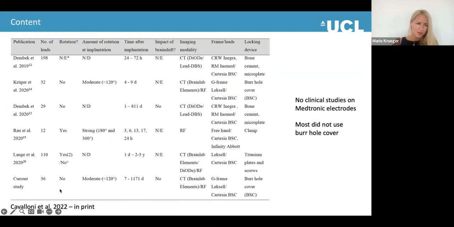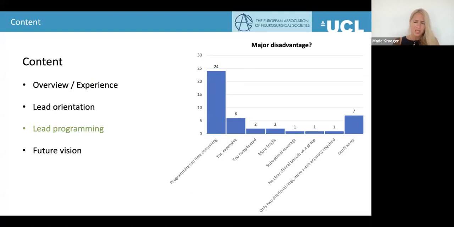This is a study that's in print, but it's just quickly to show you again what's been done, and that there are no clinical studies on Medtronic electrodes yet. There's one by Medtronic, but that's an animal study. And most did not use a burr hole cover. They use bone cement or clamps or titanium plates. So I think it also very much depends on the mechanism that you use. So ultimately, I think every center will have to find out for themselves. But if you do it accurately, there shouldn't be any rotation after 24 hours.